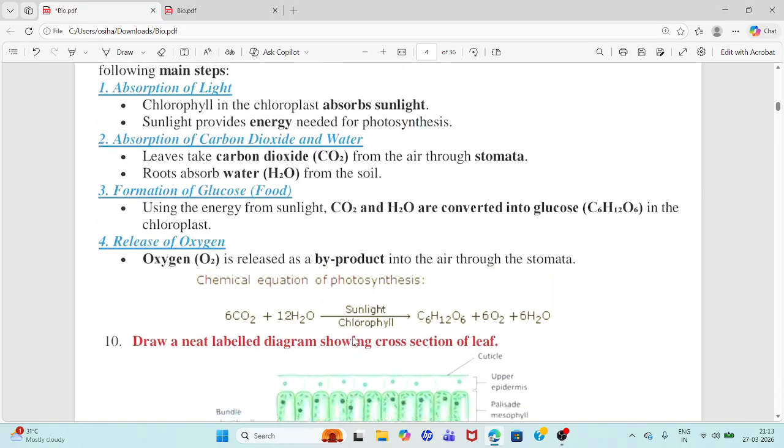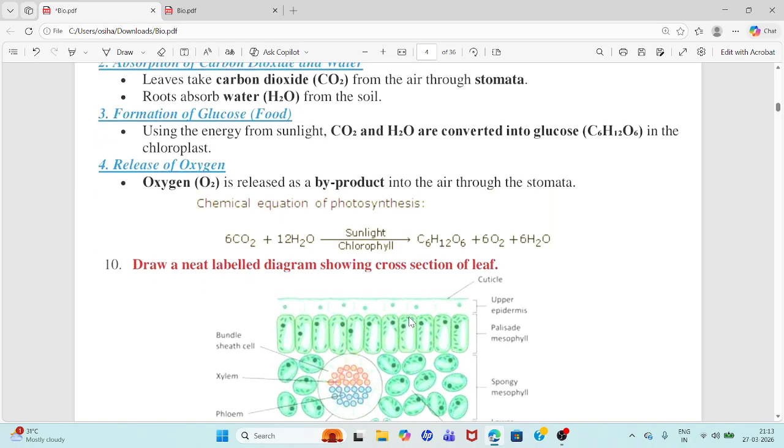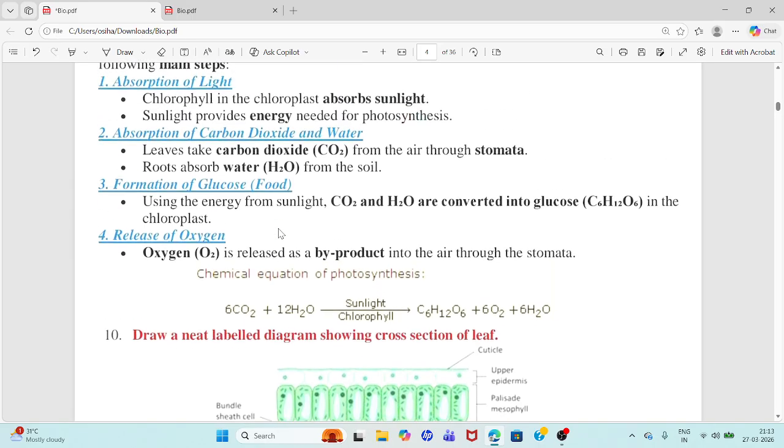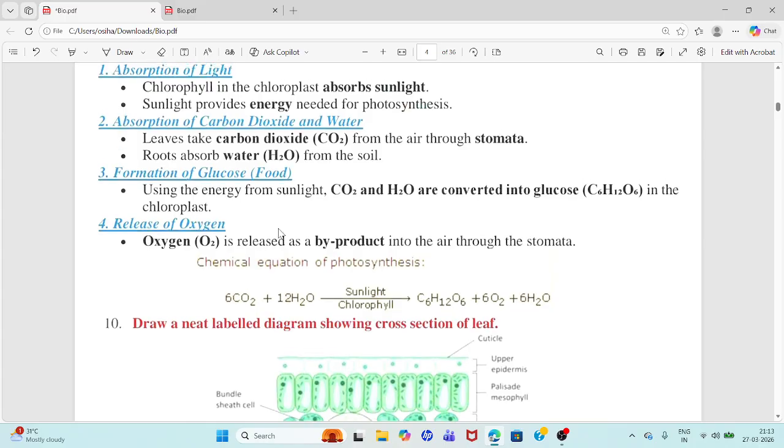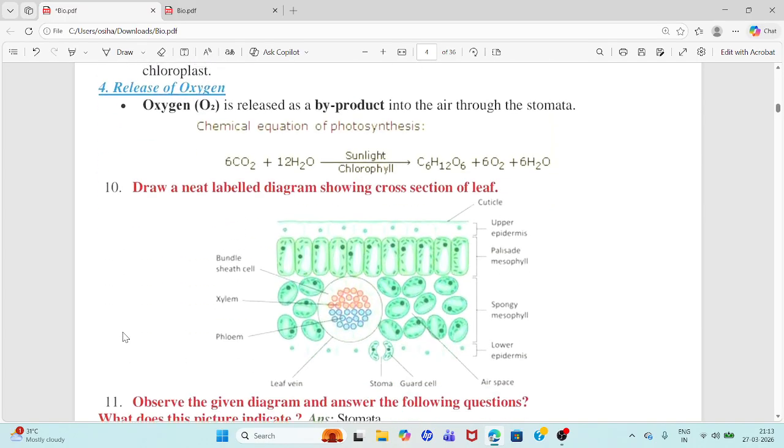Chemical equation of photosynthesis you can see here. 6CO2 plus 12H2O, and the conditions are sunlight and chlorophyll, gives glucose C6H12O6 plus 6O2 plus 6H2O. This is the chemical equation of photosynthesis. This is very important, so learn this properly.